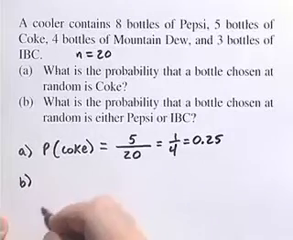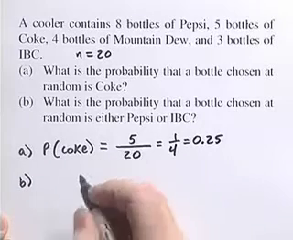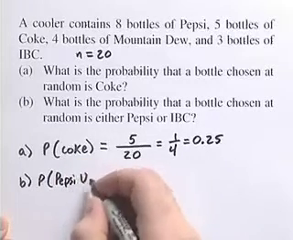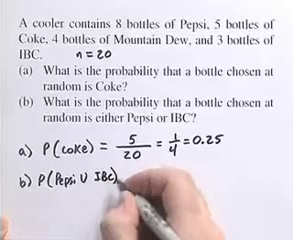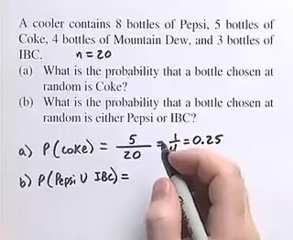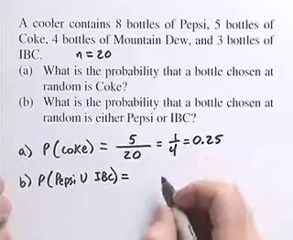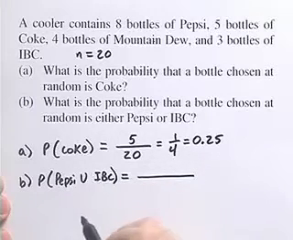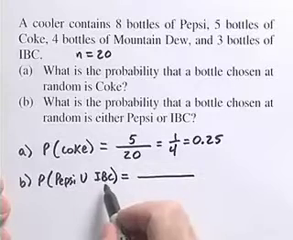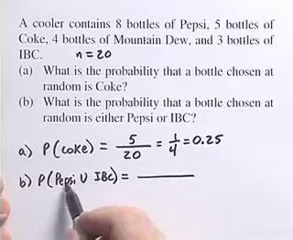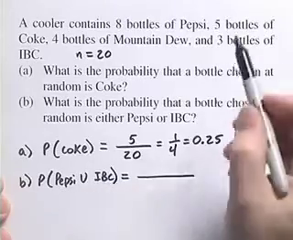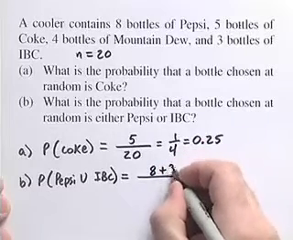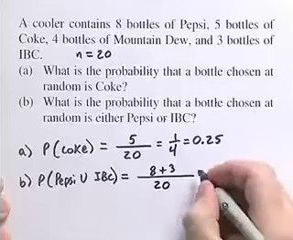For part B, we'd like the probability that a bottle chosen at random is either Pepsi or IBC. So we want the probability of Pepsi union IBC. To solve this problem, we can think of, again, equally likely events. We look at how many different bottles are Pepsi or IBC. Since they can't be both Pepsi and IBC at the same time, they're mutually exclusive, so we just add up the number for Pepsi and the number for IBC. There are 8 bottles of Pepsi, and there are 3 bottles of IBC, so we'll have 8 plus 3. And again, there are 20 total bottles to select from.